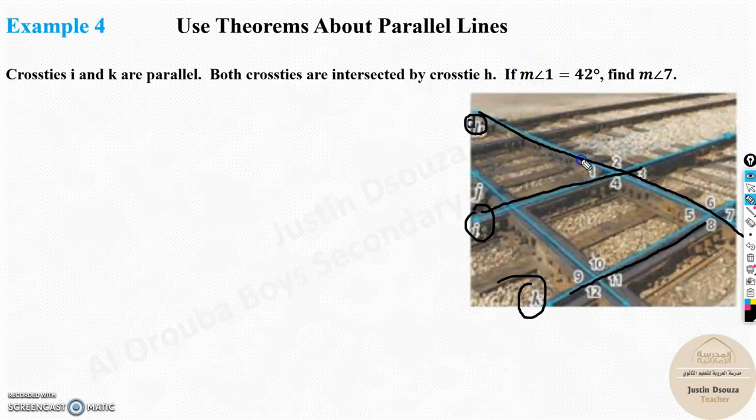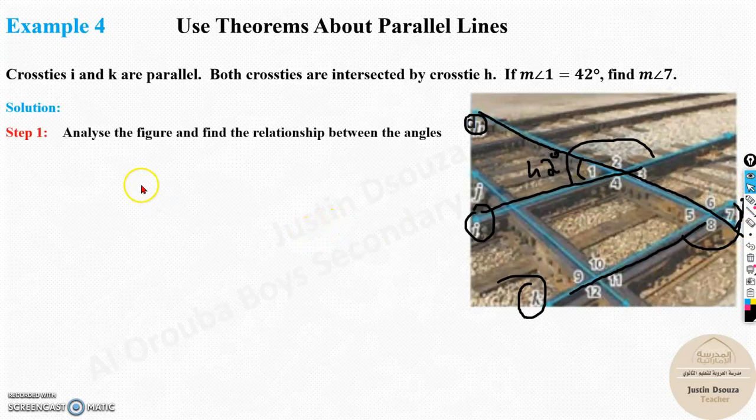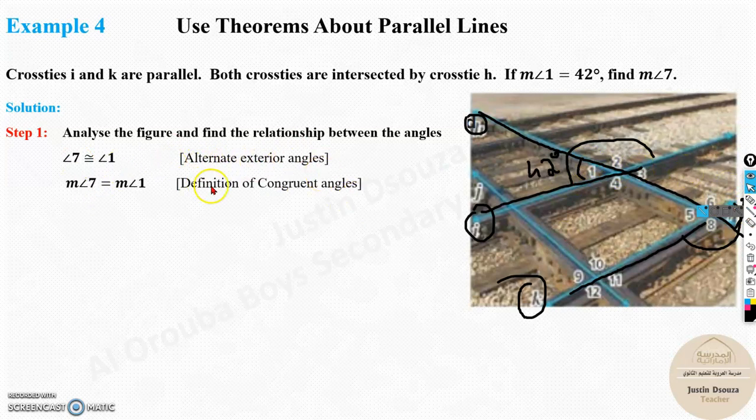If angle 1 is 42 degrees, what about the measure of angle 7? Now look carefully over here. These are the exterior angles, and they are alternate. Whenever they are alternate to each other, what happens? They are congruent, isn't it? So now 7 and 1 are congruent. Why? They are alternate exterior angles. If they are alternate exterior angles, then the measures of both must be congruent to each other.